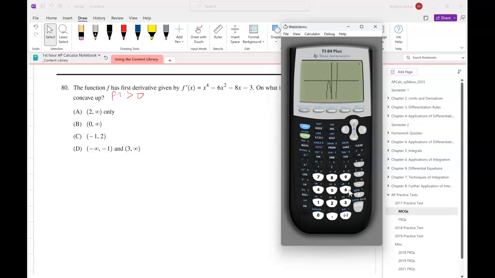So where is this above the x-axis? 2 to positive infinity only. Whoa! Like how much of a time saver is that, not having to do like any algebra at all? Right? Like I don't have to differentiate. I don't have to set it equal to 0. I don't have to try to solve it. I don't even have to know how to do the derivative.